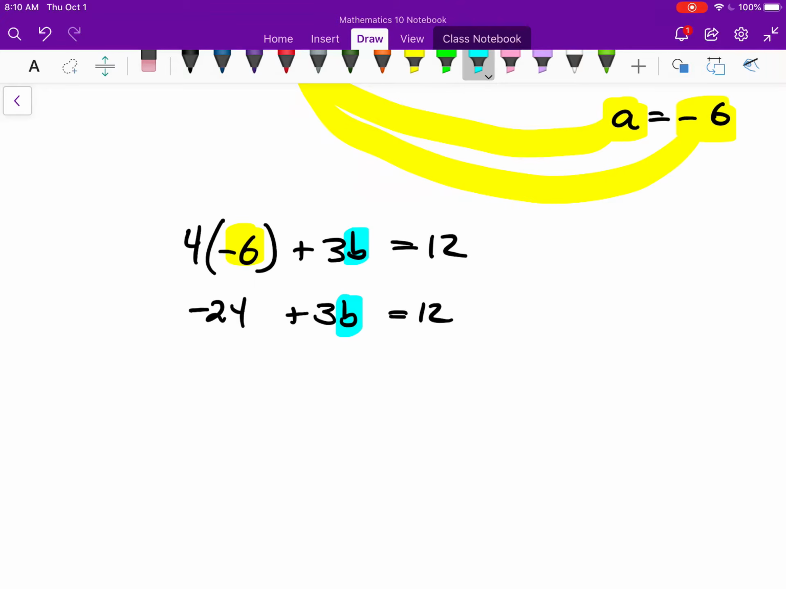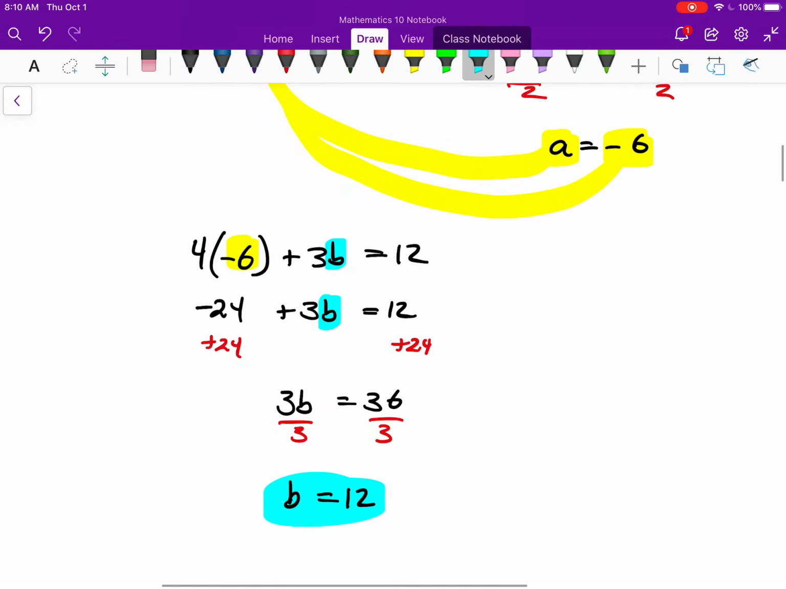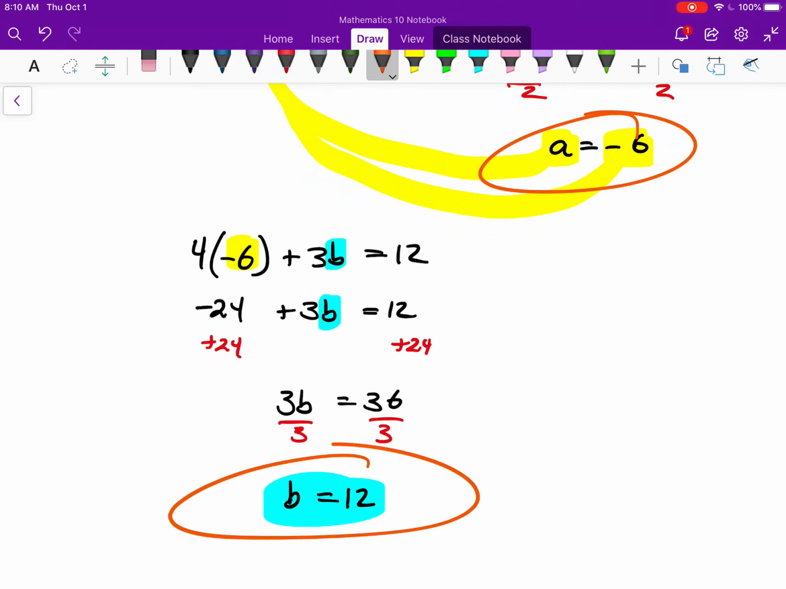Add 24 to both sides. I get 3b equals 36. Divide both sides by 3. And I got my value for b, which is 12. There you go. So I'm done. Right? A equals negative 6, b equals 12.